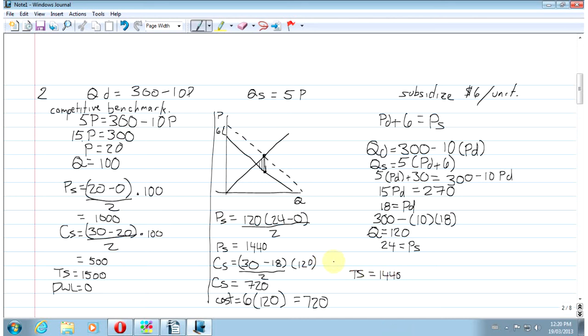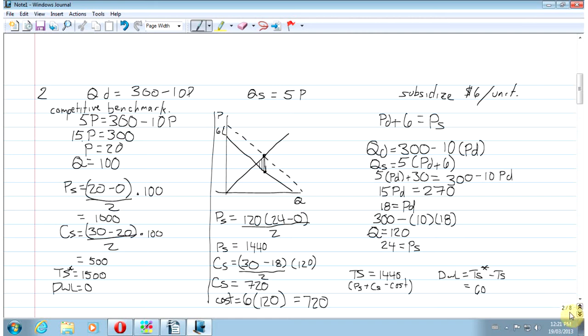Right, so that's just PS plus CS minus cost. Okay, and we're just going to take the difference between the benchmark total surplus and this total surplus, and that's going to be our deadweight loss. So DWL equals TS, let's call this TS star for the rest of these questions. TS star minus TS, and the deadweight loss is then 1500 minus 1440, which is 60. Okay, so that's the first part of this question.